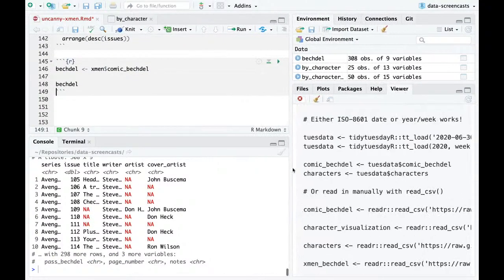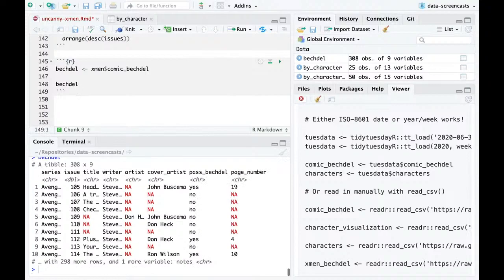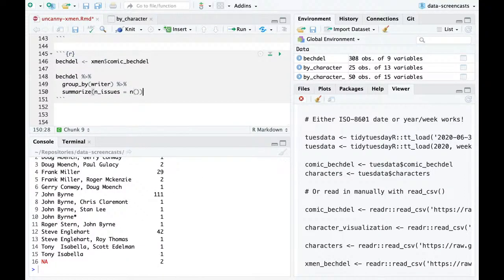One thing that's interesting is this doesn't have the date it was published, but it does have the issue number and then some information like the writer. Things I'd be interested in: if I say group by writer and summarize n issues, so we have 308 issues, okay? And if I say n issues is n, arrange descending issues.